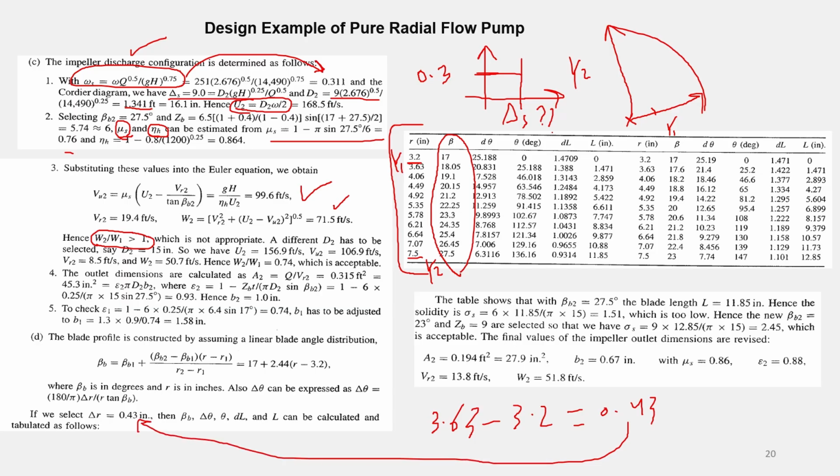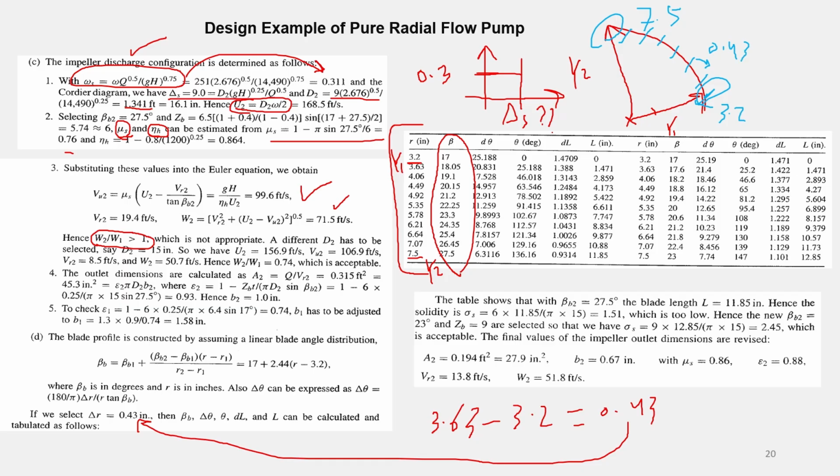So every time you increase by 0.43 and find what the blade angle is at this location. You find it first at this location, and then at this location, all the way to R2. This is basically 3.2, and this one is 7.5, and this little increment is 0.43. So just be careful about that.